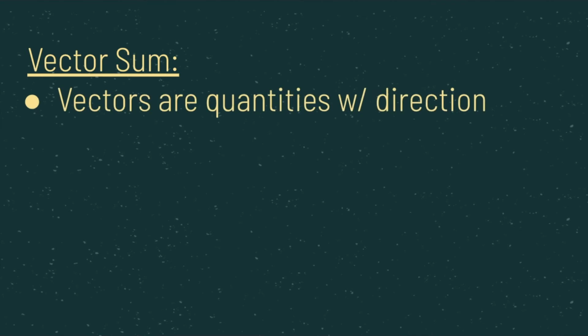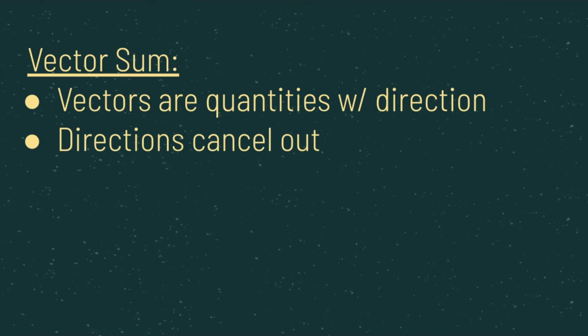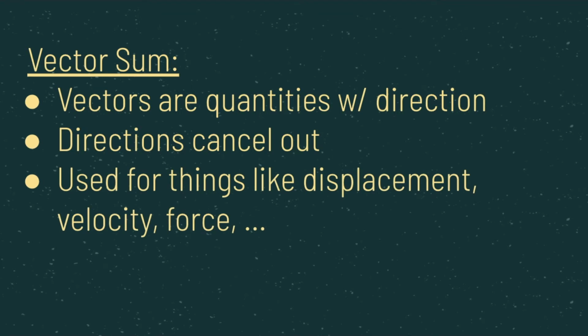So, a vector sum, then. Vectors are quantities with magnitude and direction. But because they have directions, the directions can cancel out. This is used for quantities like displacement, velocity, force, acceleration, momentum, impulse, magnetic field, electric field. There's a whole bunch, guys. But you know what? You and I, let's concentrate on displacement and force.